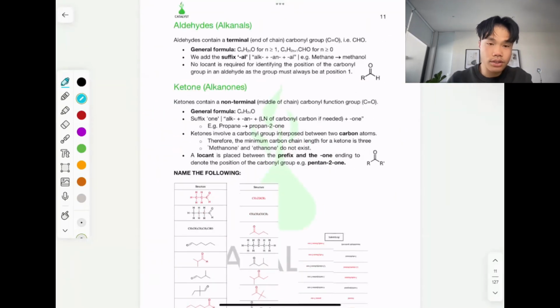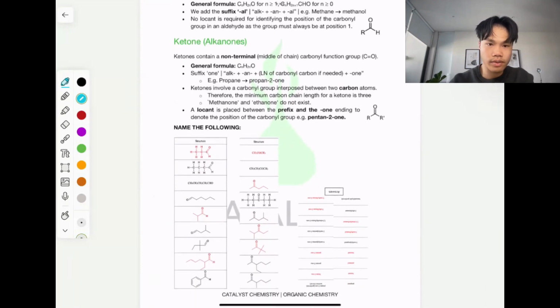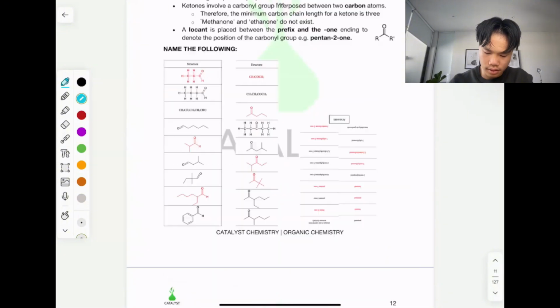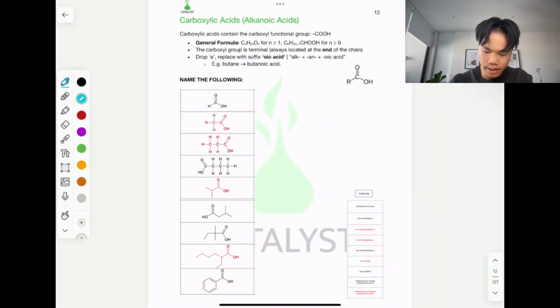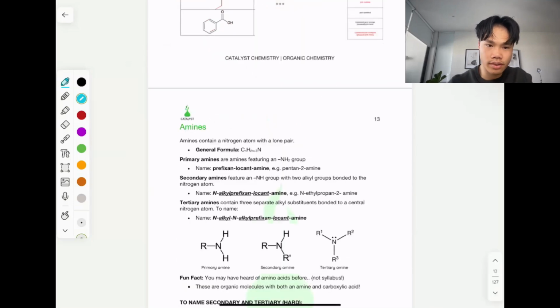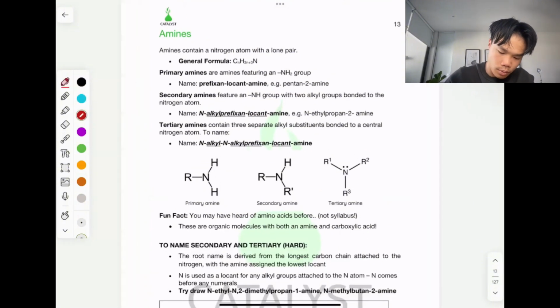Aldehydes and ketones, know the difference is that an aldehyde has a carbonyl on the end of the chain, terminally, and a ketone is in the middle of the chain, non-terminally. Carboxylic acid has a carbonyl and a hydroxyl, always terminal, and the suffix is oic acid. Amines are a bit harder to name, so probably this is where you want to brush up before your exam.